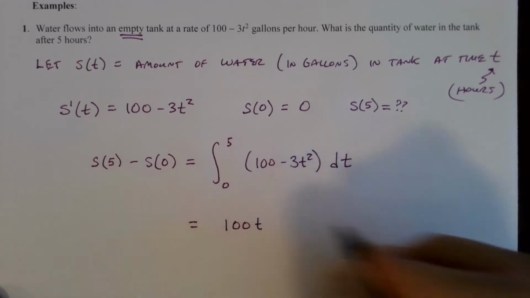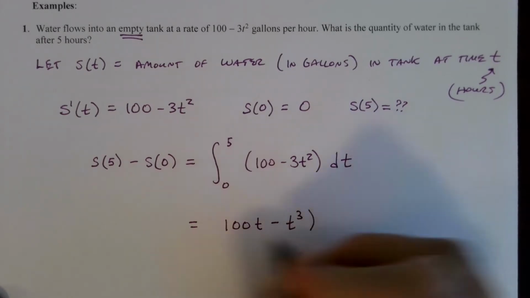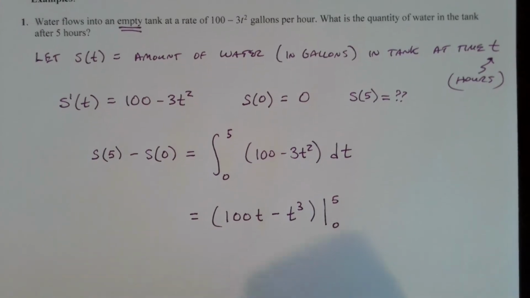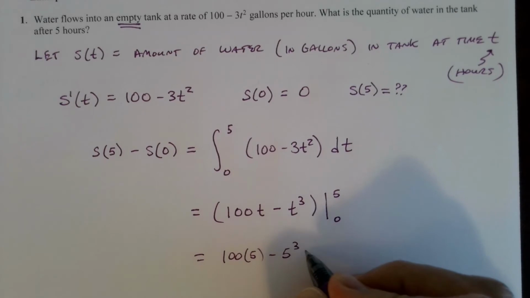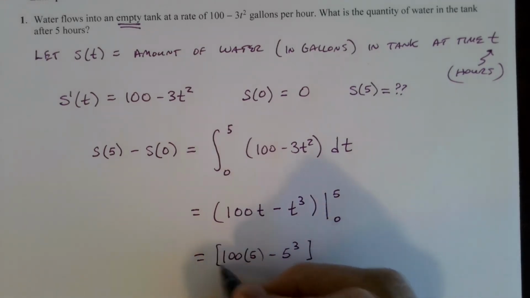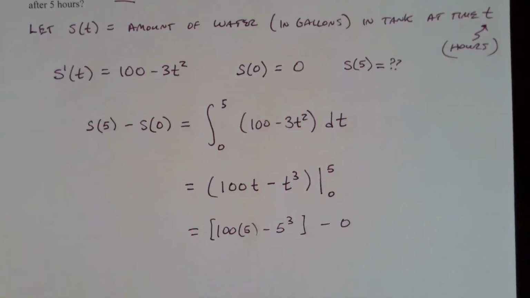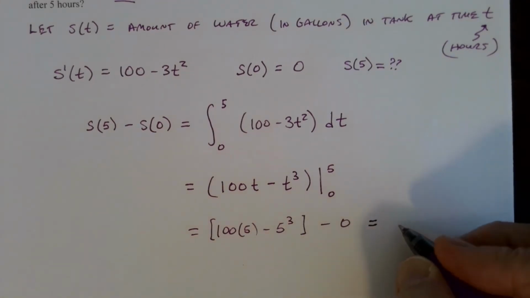Antiderivative of 100 is 100t. Antiderivative of 3t squared is just t cubed. And I'm going to evaluate that at 5 and at 0. So I get 100 times 5 minus 5 cubed, minus what? Well, 0. If I plug in 0 for t, I get 0 there. And so this is 100 times 5 is 500. 5 cubed is 125. So 500 minus 125 is 375.